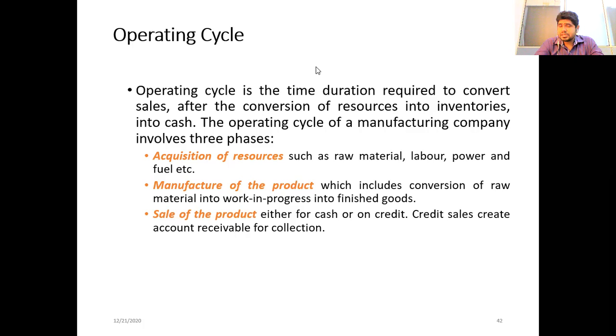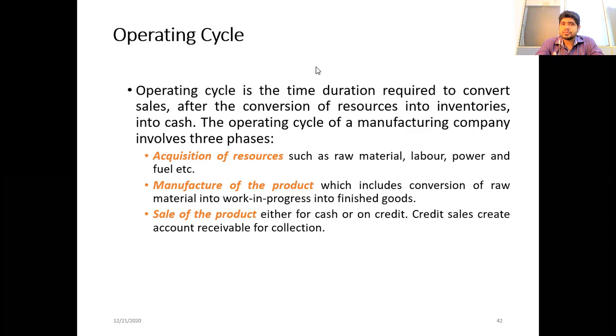say for example, you start to buy inventory on 1st of January 2020, and you keep the inventory for 1 month, and you start production on 1st of February 2020, and it takes another 1 month to convert this raw material into finished goods. During the work in progress period, 1st of January to 28th of February, you convert inventory into finished goods.